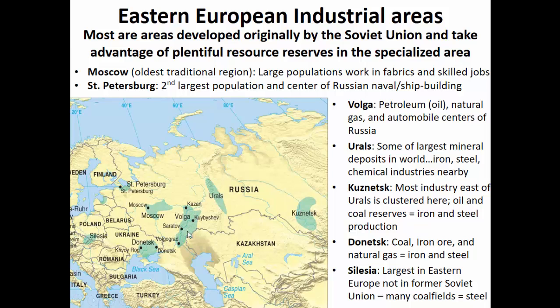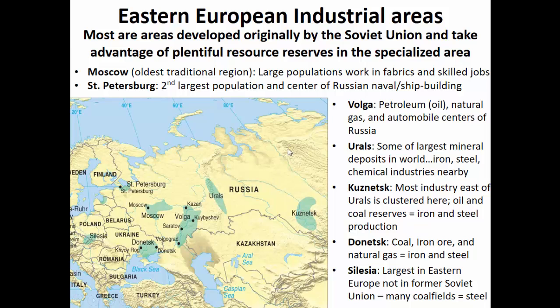The Urals, which is located obviously around the Ural Mountains, which tells us what's going to be there, mountainous. And remember, the Urals are the mountains that separate the European portion from the Asian portion of Russia. It has some of the largest mineral deposits in the world. Iron, steel, chemical industry is also located there to be close to the minerals they need in order to operate.